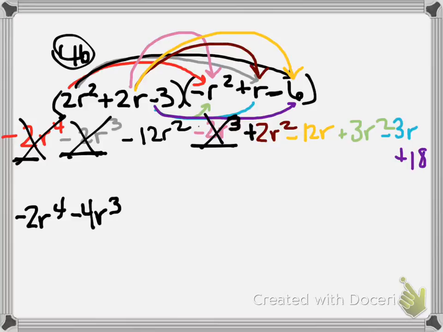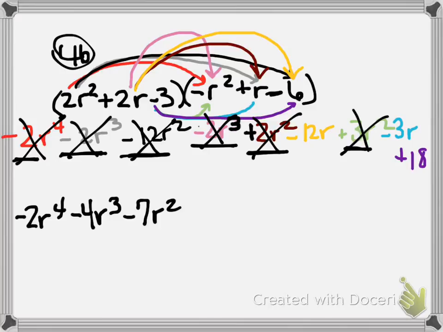R squareds, I have a few more. Negative 12, positive 2, that would bring me to a negative 10. And a positive 3 would get me to a negative 7. So negative 12 plus positive 2 is negative 10. Plus 3 is negative 7r squared. And you see how this gets a little bit overwhelming with so many terms everywhere. So if you'll cross them out as you combine them, you will be able to keep this straight longer.